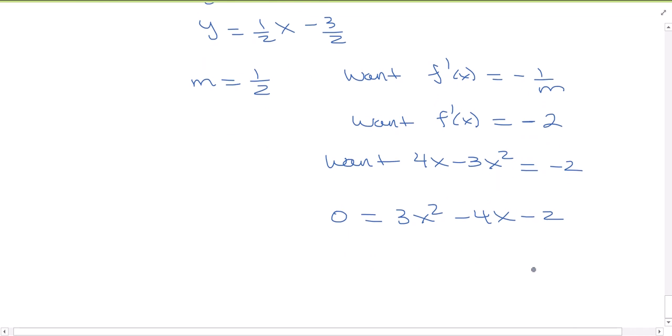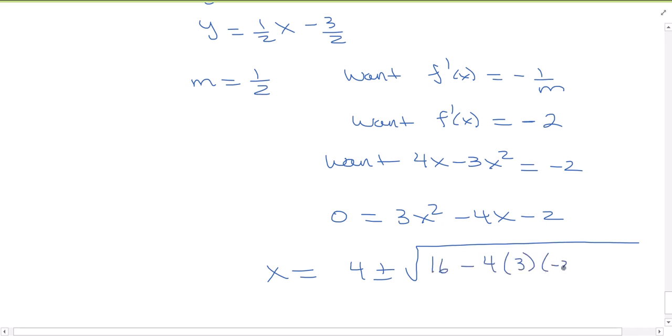And does this factor? Two numbers that multiply to -6 and add up to -4. Probably not going to factor, so we can use the quadratic formula. So x equals the opposite of b, so 4 plus or minus the square root of b squared, so -4 squared is 16, minus 4ac, all over 2a.